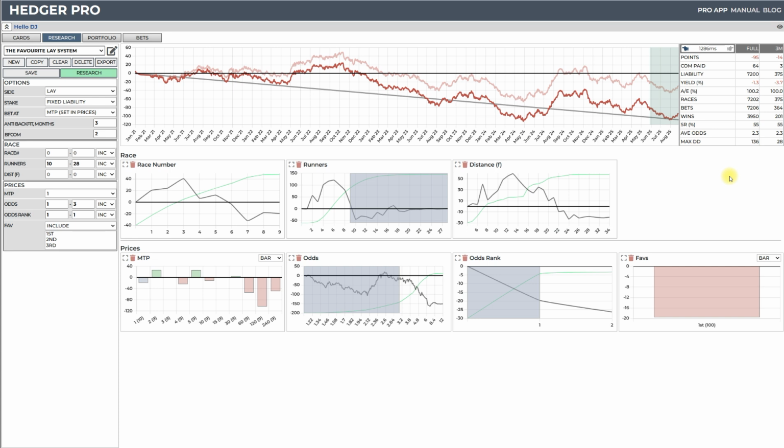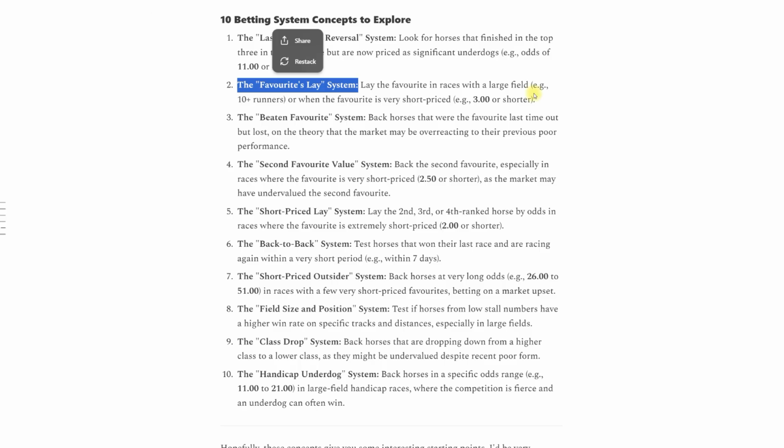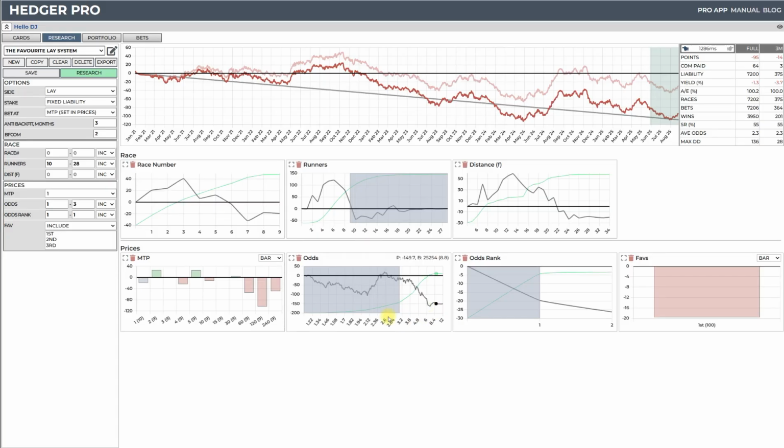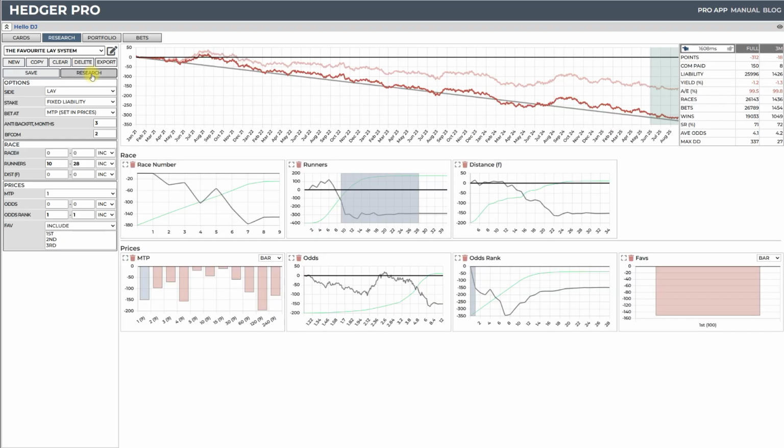So isn't this great that you've got the facility to test such a theory so quickly? So we've tested the theory of large field or when the favourite is very short priced. This isn't good when the favourite is very short priced. So let's take out those odds. Let's just put in the favourite in large fields. That's even worse.